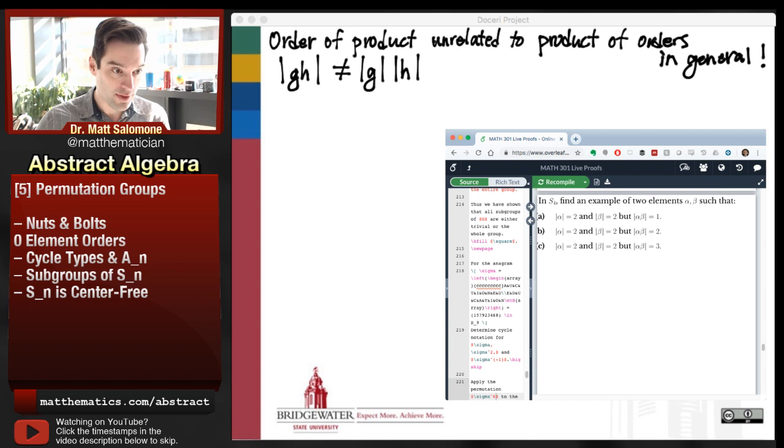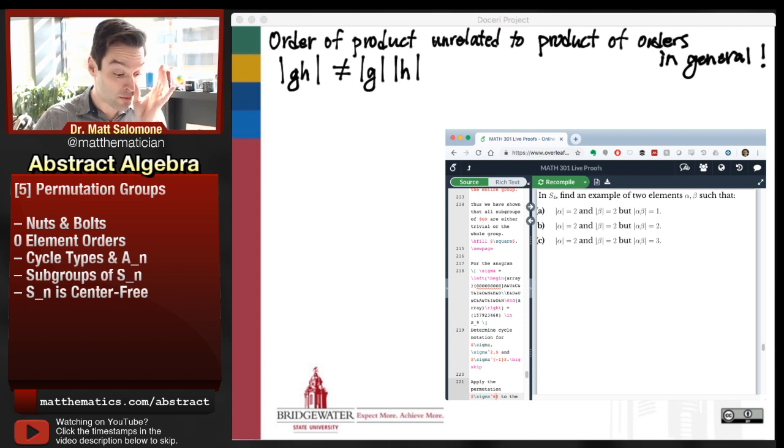But on the other hand, there are situations where we do know how to compute the order of a product. We just need to know more about how those elements that form the product interact with one another. And so this example asks us to find a couple of elements in S4, the symmetric group on 4 symbols. Each of those elements should have order 2, but their product needs to have a different order. I want to find an example where the order of the product is 1, an example where the order of the product is 2, and an example where the order of the product is 3.